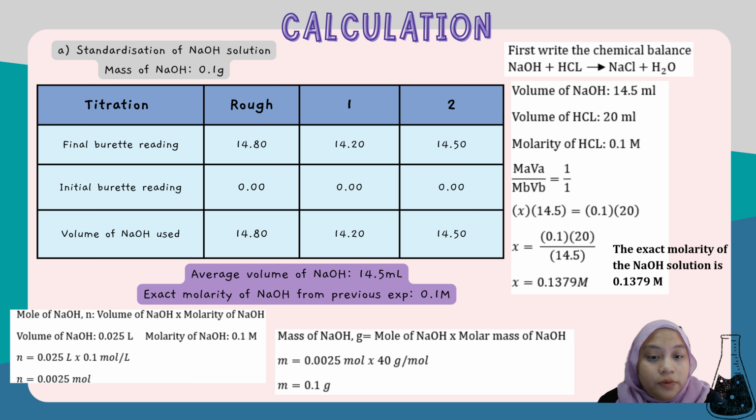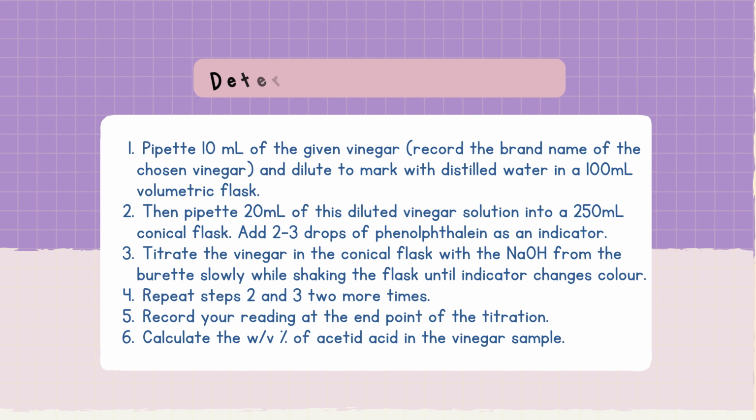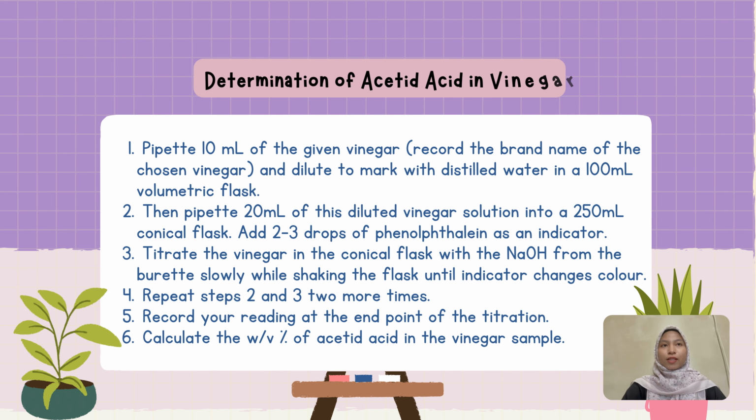Volume of NaOH is 40.5 ml, volume of HCl is 20 ml, and molarity of HCl is 0.1 molar. So substitute into the equation MAVA over MBVB equals a over b, where a over b is 1 over 1. Then we substitute the amounts. The exact molarity of the NaOH solution is 0.1079 molar.